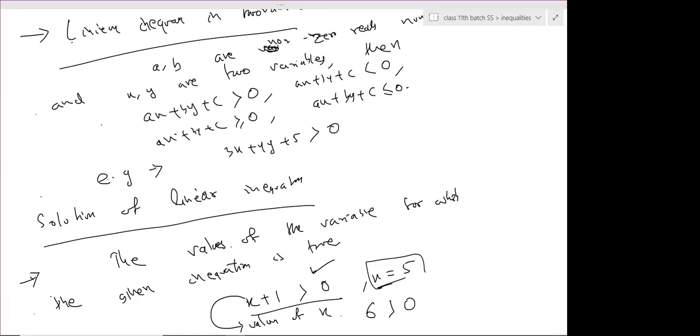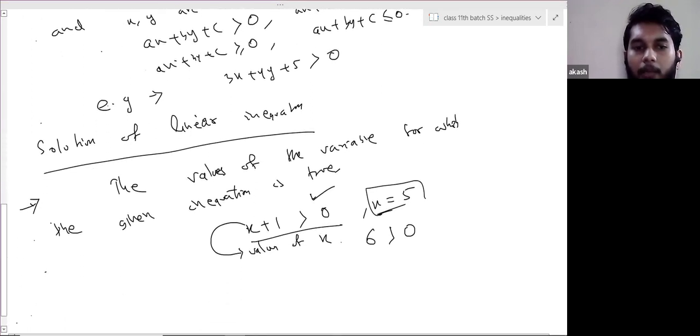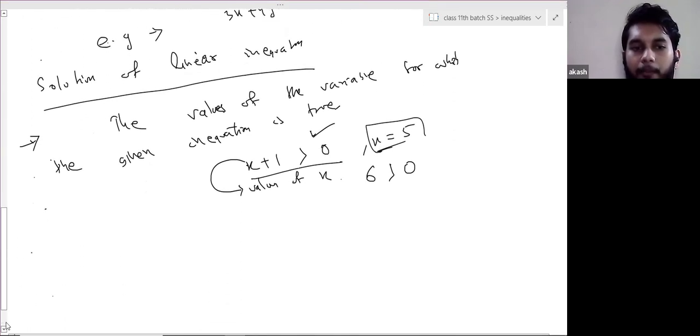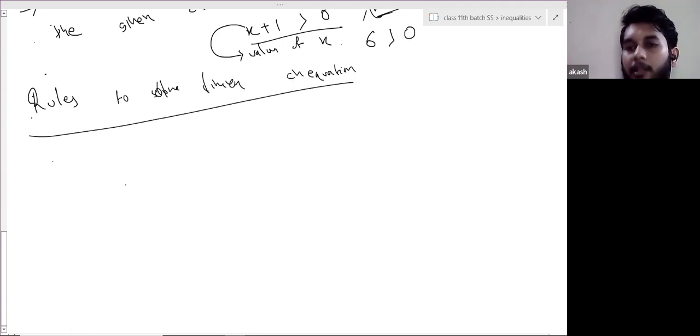All right. So how to solve linear inequations? These are all theoretical things, but from now on, we are starting how to solve questions. There are certain rules you have to follow to solve linear inequations. All right, what rules are there to solve linear inequations? Iram, can you tell me what is the first rule?